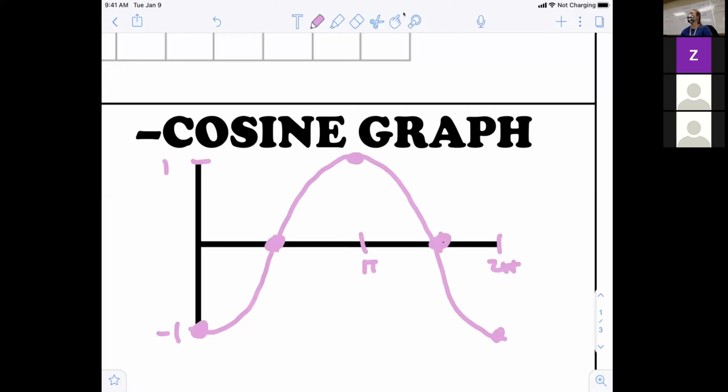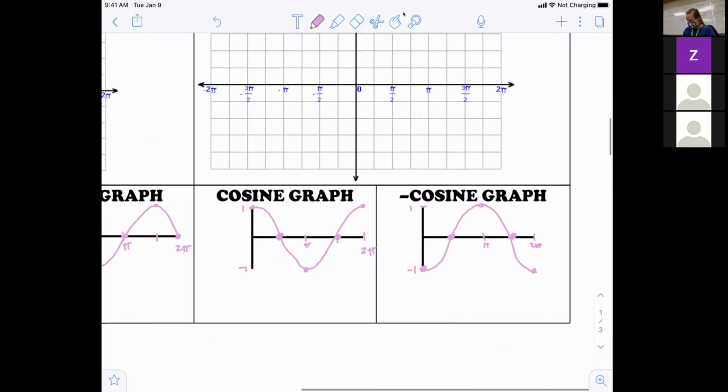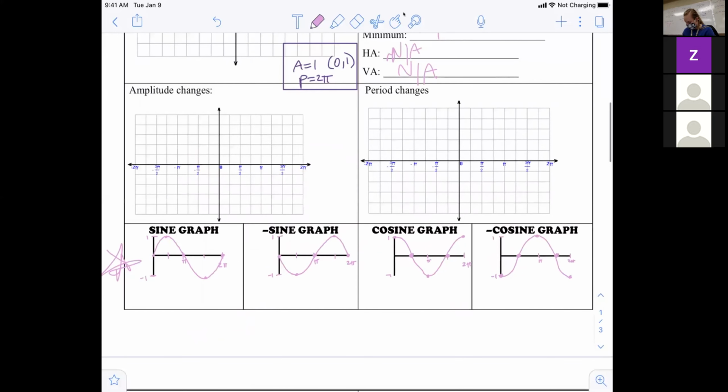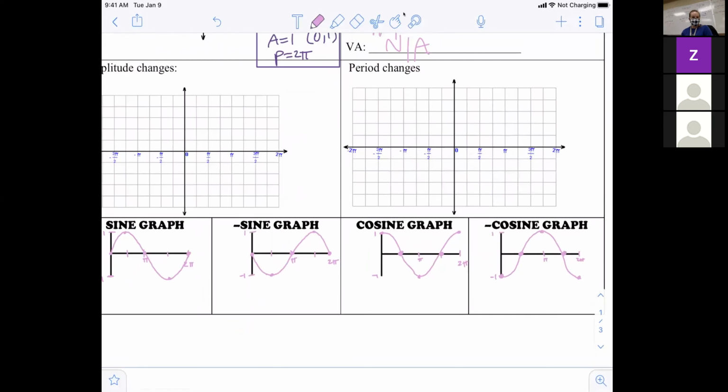So if any of you ever take stats, it kind of looks like a bell-shaped curve. All right, and I'll zoom out now so you can see all of it. So again, all we did was just do the small graphs, just a little sketch of sine, cosine, negative cosine. What we're going to do now is do our transformations.